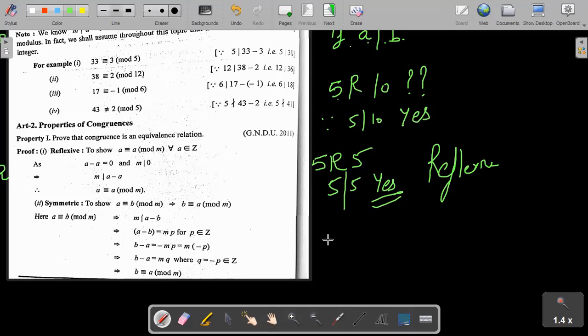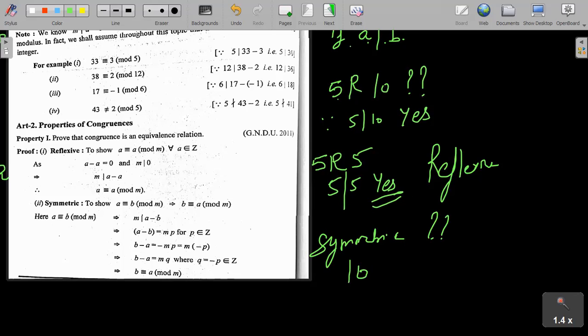Is this relation symmetric? Yes ma'am. Why? Symmetric मतलब उल्टा. Is 10 related to 5? No, ma'am. Bro, 10 does not divide 5. 10 अपने से छोटे नंबर को तो divide कर ही नहीं सकता. So 5 तो 10 को divide कर रहा है, but 10 5 को divide नहीं कर रहा. So this relation is not symmetric. Is it fine?